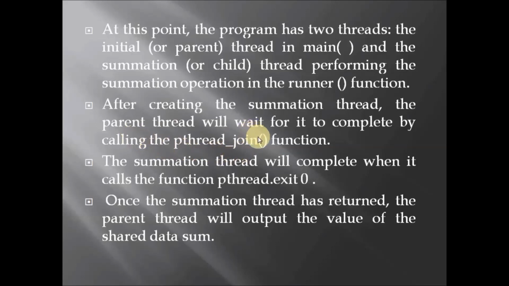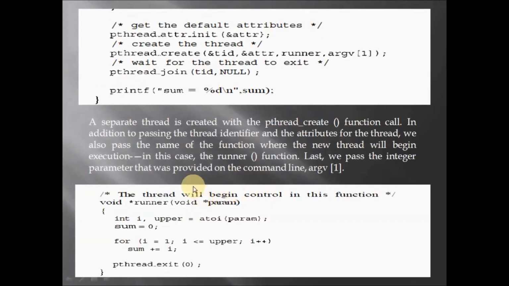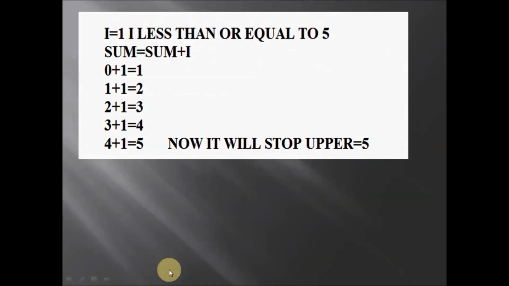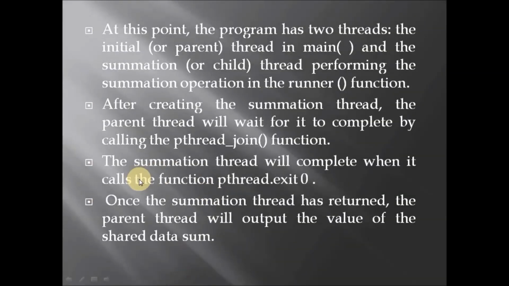Next, the summation thread will complete when it calls the function pthread_exit(0). Once the execution is completed from the child process, we can exit here. But the parent has to wait until the child finishes the execution. Now we can exit here. So once the thread is executed, the parent thread will take the value 15 from the child thread and display the value 15.